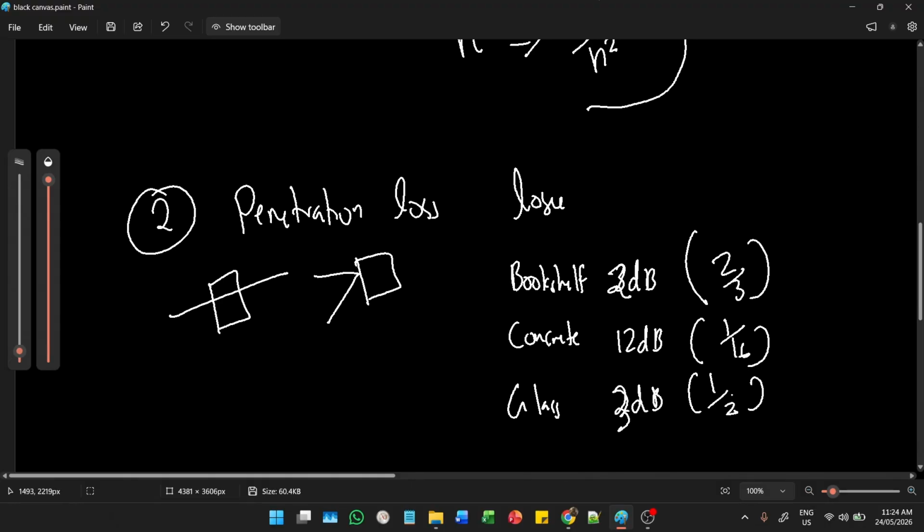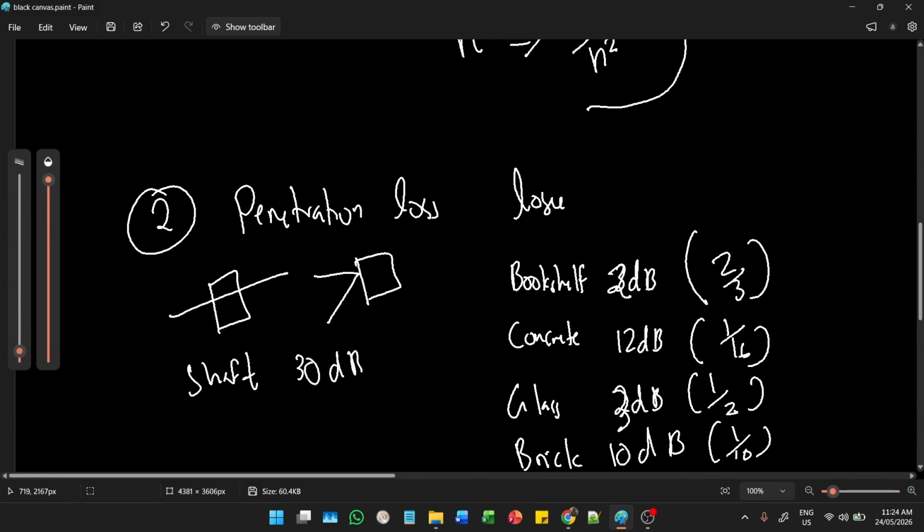Then there is brick, where it loses 10 decibels and retains 1/10 of its signal strength. Then we have elevator shaft, I'm just going to call it shaft, where it loses about 30 decibels and retains 1 out of 1000th of its power.